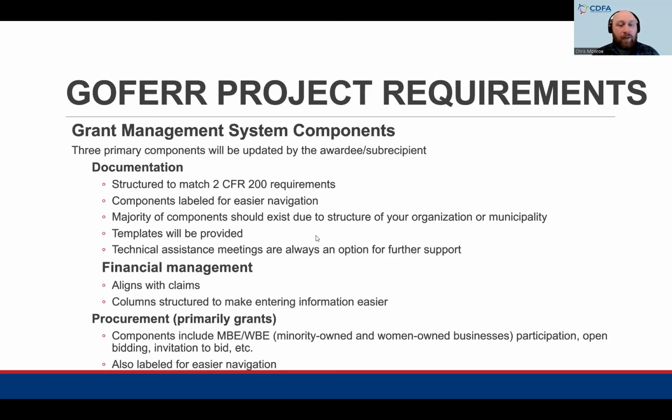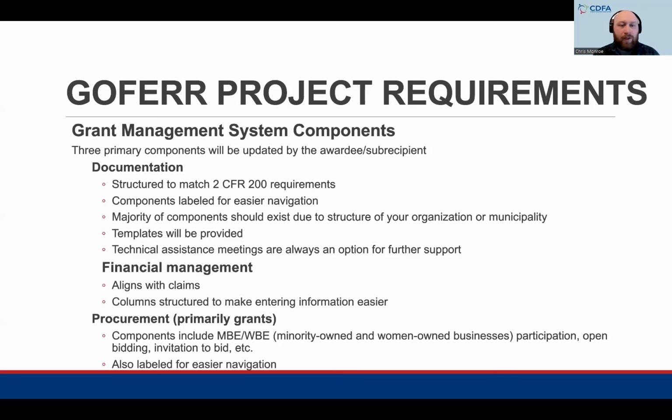The next component is the financial management component, and this aligns with the claims that you either have submitted or will eventually be submitting. The columns are structured to make entering information easier. We'll provide a screenshot of that later and go over what that looks like. Some of these we are in the process of continuing to update. So for instance, the financial management section in the grant management system will look a little bit different than the one that's provided in the slideshow, but we're just adding a few additional columns. And again, everything's labeled for ease of use and for accessibility.